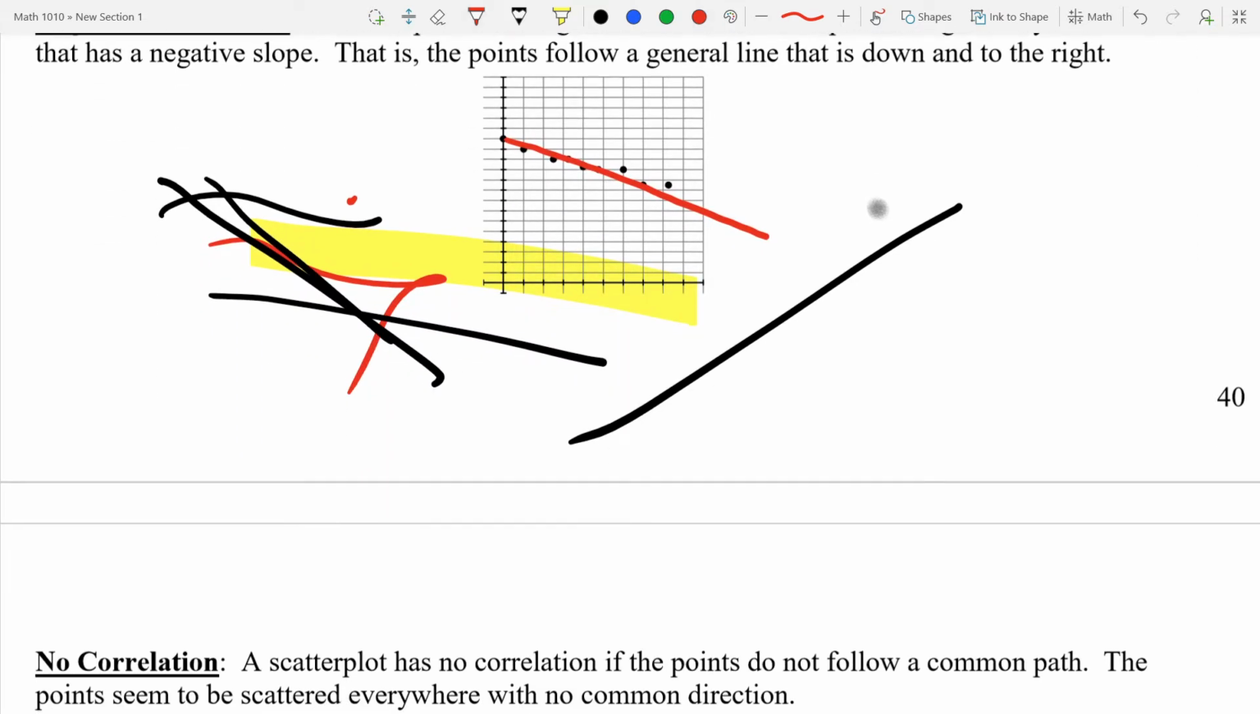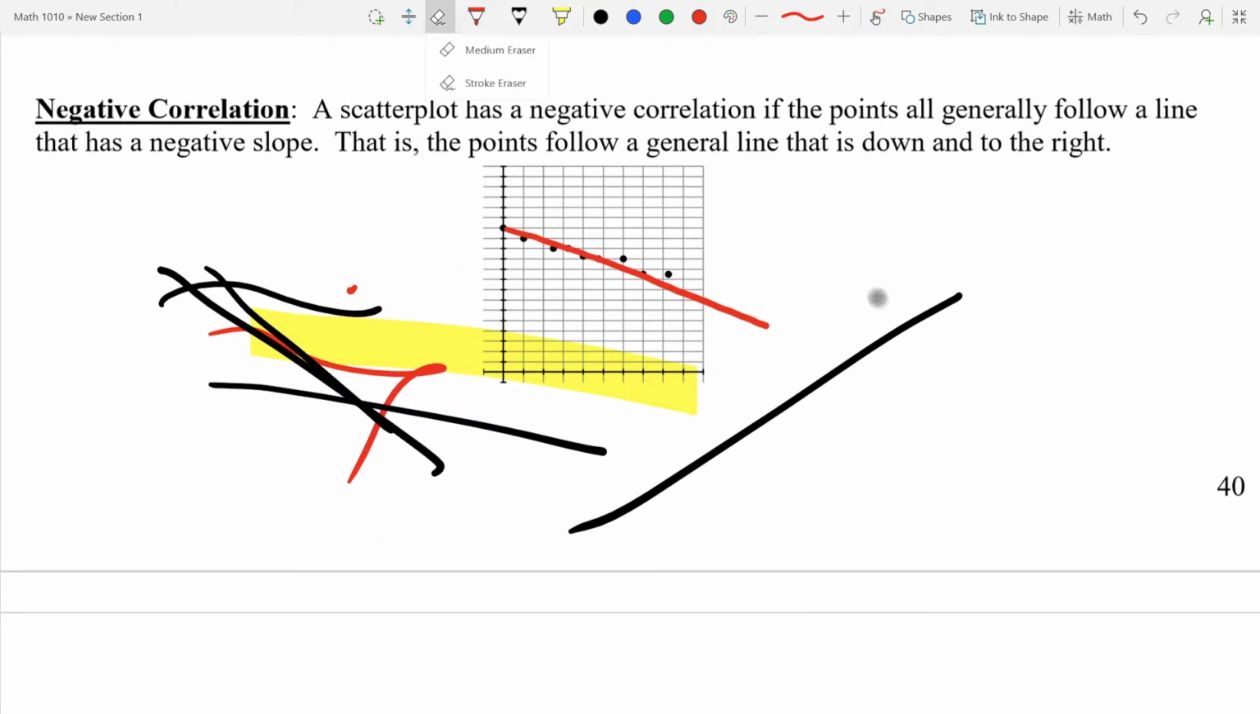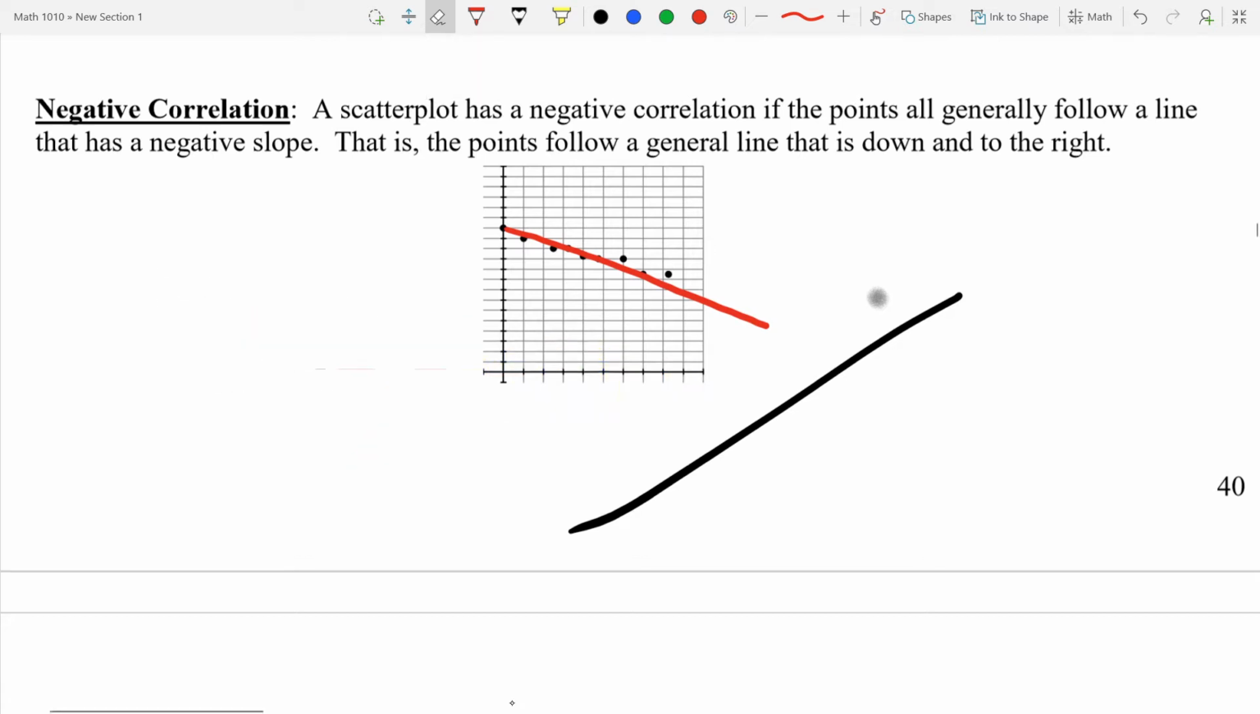Negative correlation, so these were all the random things I was drawing as I was trying to see. Now they're all there, right? Okay. Negative correlation, grab your pencil, guys, draw a line, maybe something like that, okay?